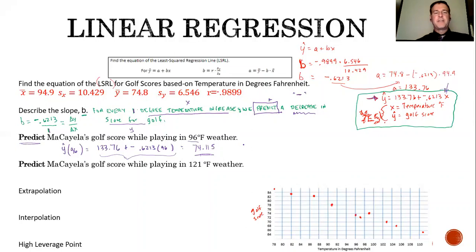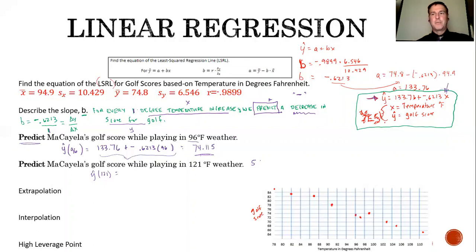Same idea for the next one, you're going to input 121 degrees. Now, that's obnoxiously hot, but again, Michaela supposedly does better when it's warmer out. I don't know what her threshold is, but assuming that it's consistent, we would have, and let me write it like this. I just wrote the answer, that wasn't right. Y hat of 121. And actually, I'm going to show you a shortcut.